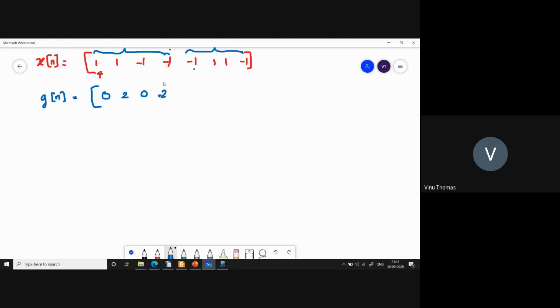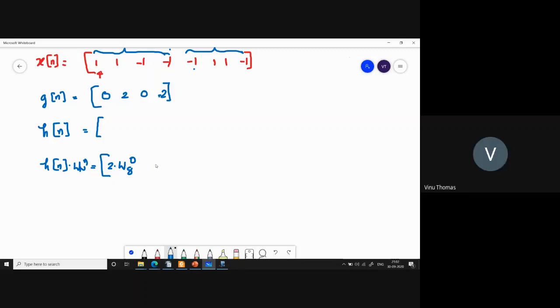And what about the sample H of n? We will have to compute H of n first, and then we will do H of n into W8 raised to n. So we will do this first. What is H of n? We will do this in a single step. H of n is 1 minus minus 1, so that is 2 into W8 raised to 0. Right?